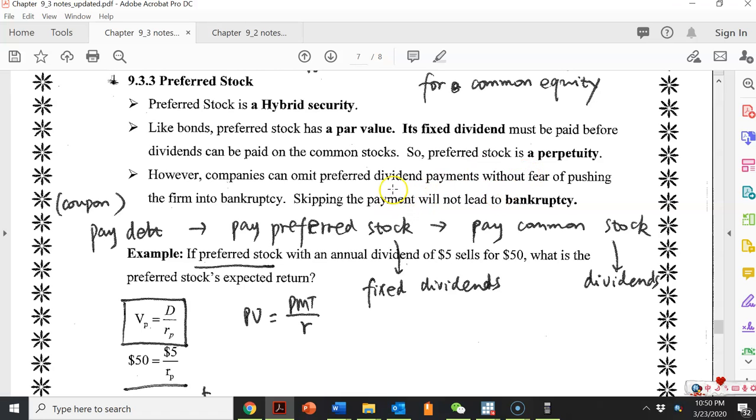Okay, but it's also like stock, so you get the dividends on and on. There's no maturity date. It could be a perpetuity. Preferred stock is also similar to common stock in the way that if the firm fails to pay the dividend, the firm does not go bankrupt.